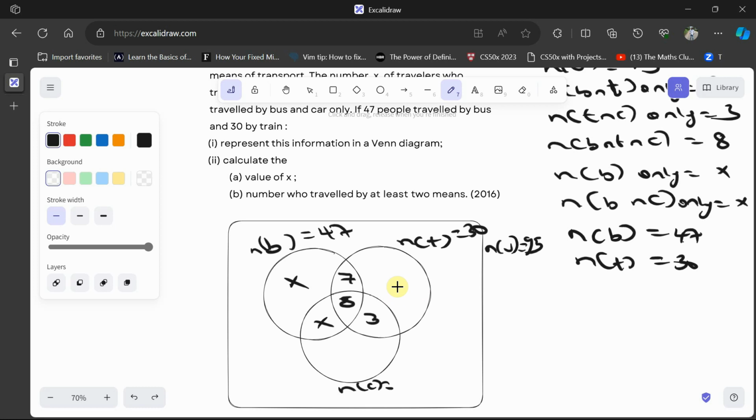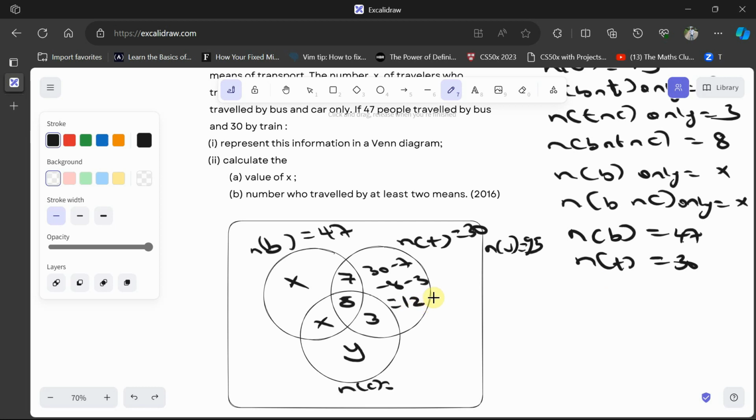If I want to find the number of people that traveled by train only, that will be 30 minus 7 minus 8 minus 3. If you plug that into your calculator, that will give you 12. Now we know the number of people that traveled by train only. We don't know the number of people that traveled by car only, because they don't give us the number of people that traveled by car, unlike all these other ones that they give us. So let's just say this is y, because we're not given information about the number of people that traveled by car.